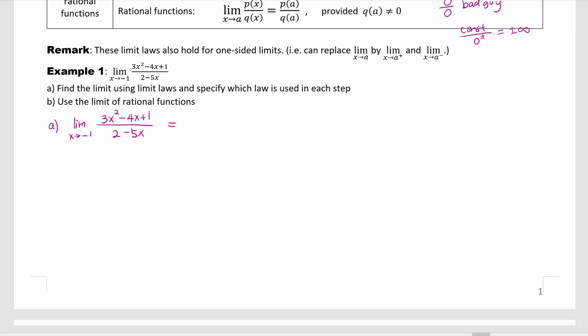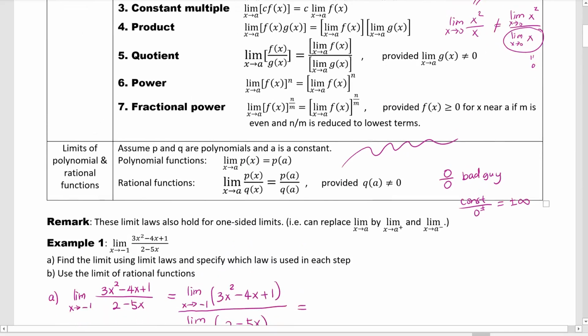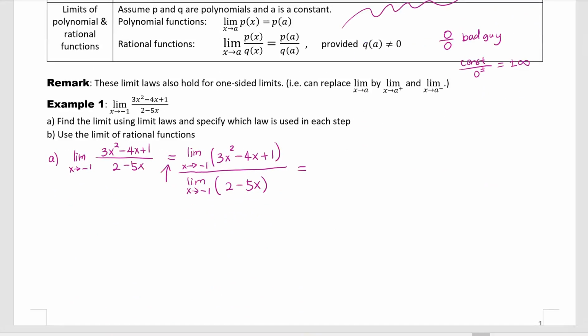So we look at the format from the outside to the inside. Well, the outside format is a quotient, right? So we use the quotient law. So we move the limits inside the numerator and denominator. Alright, and what is the quotient law? Quotient law is law number 5, right? Okay, so this is law number 5, the quotient law.